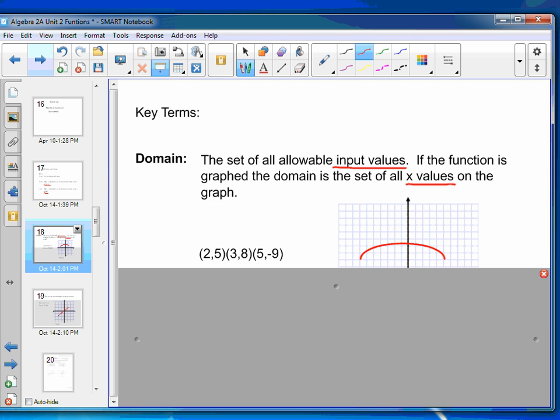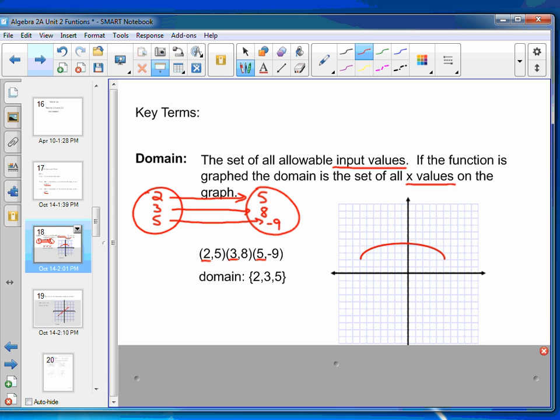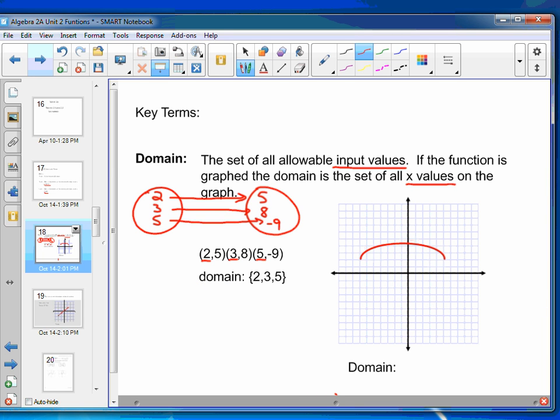So the first thing is a mapping. Here's a set of points or a relation. Let's draw the mapping. We'll put the inputs here. 2 goes to 5. 3 goes to 8. And 5 goes to -9. All right, so if the domain is the set of all allowable input values, in this case, our domain is all our x values, or the set 2, 3, 5 is our domain. Those are our input values.